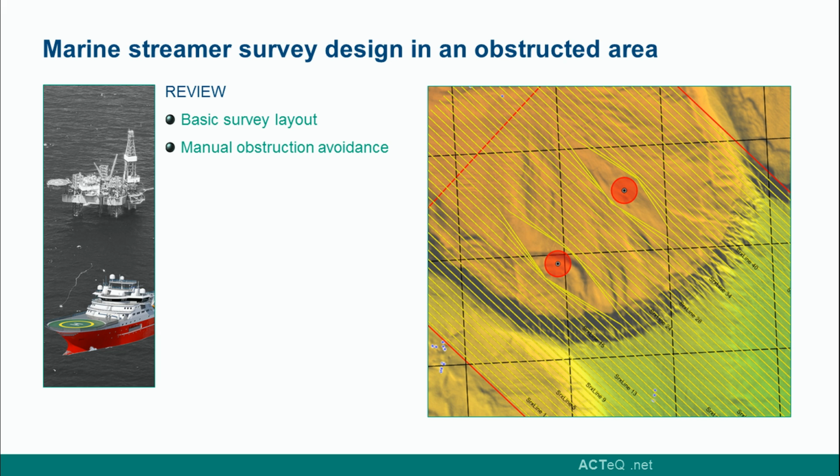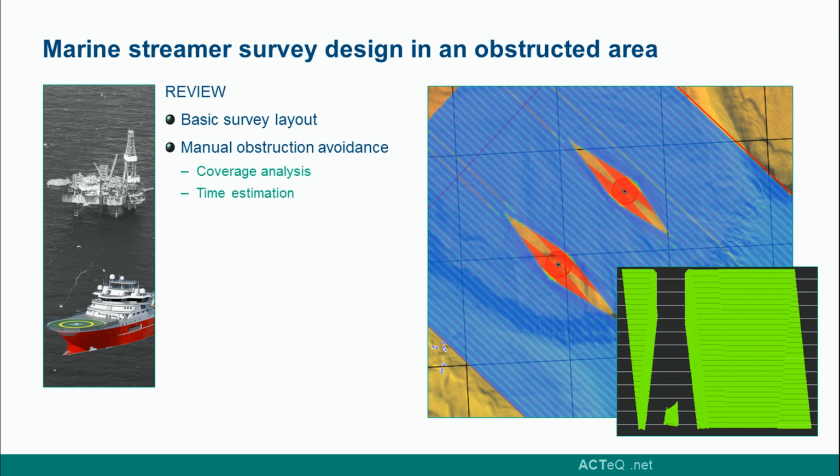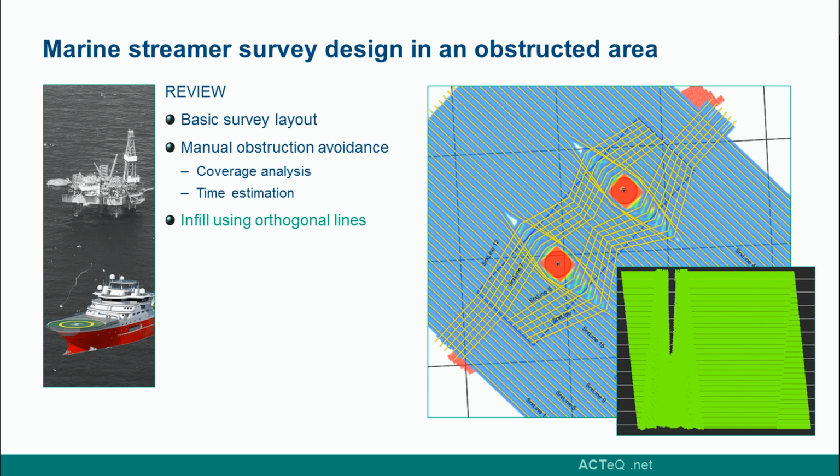Let's briefly review. We did a basic survey layout, and then we deviated some of the lines to avoid the obstructions in the survey area. We analyzed the coverage and estimated the time to acquire the survey. And finally, we acquired a grid of orthogonal lines to infill the missing coverage underneath the platforms. The whole exercise was completed in less than 3 hours, of which only 1 hour of my time was consumed.